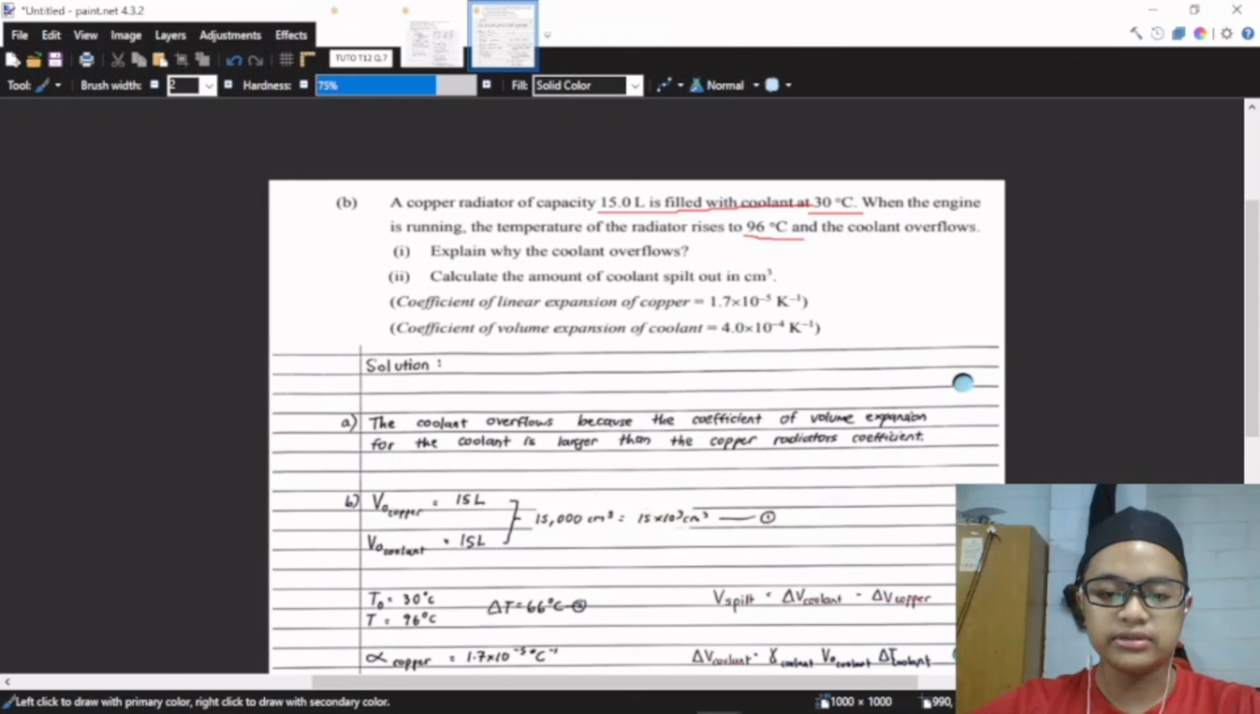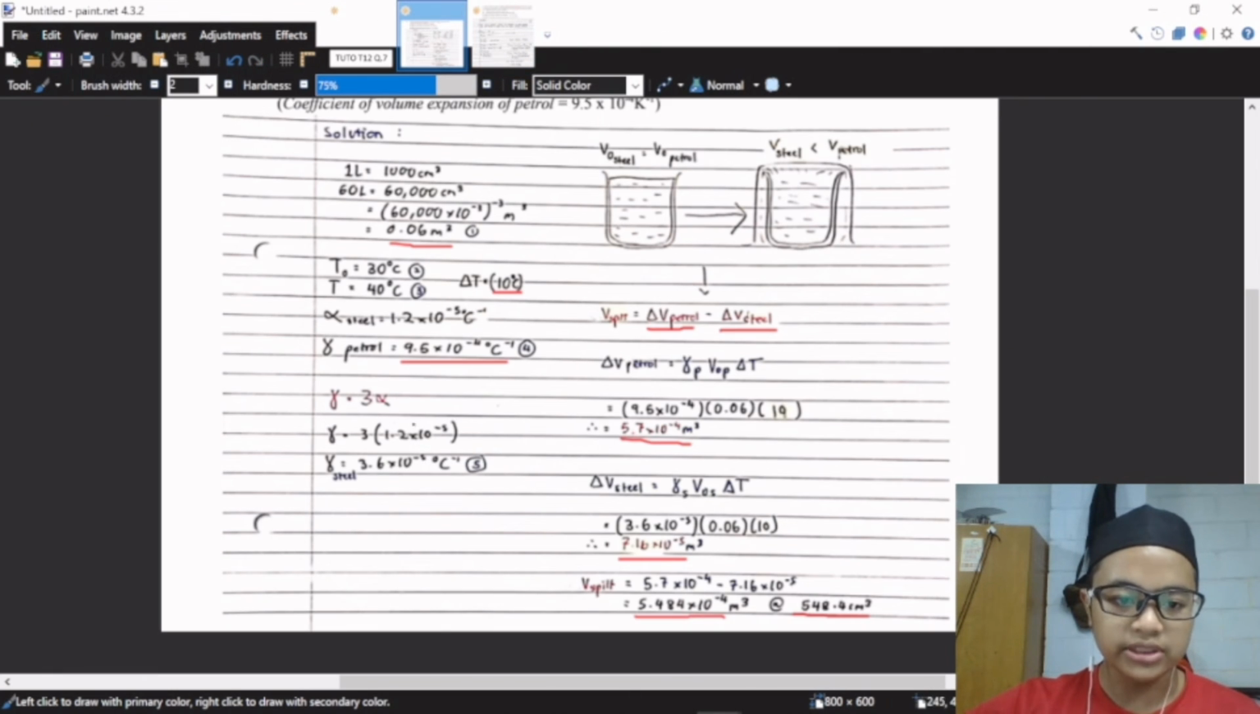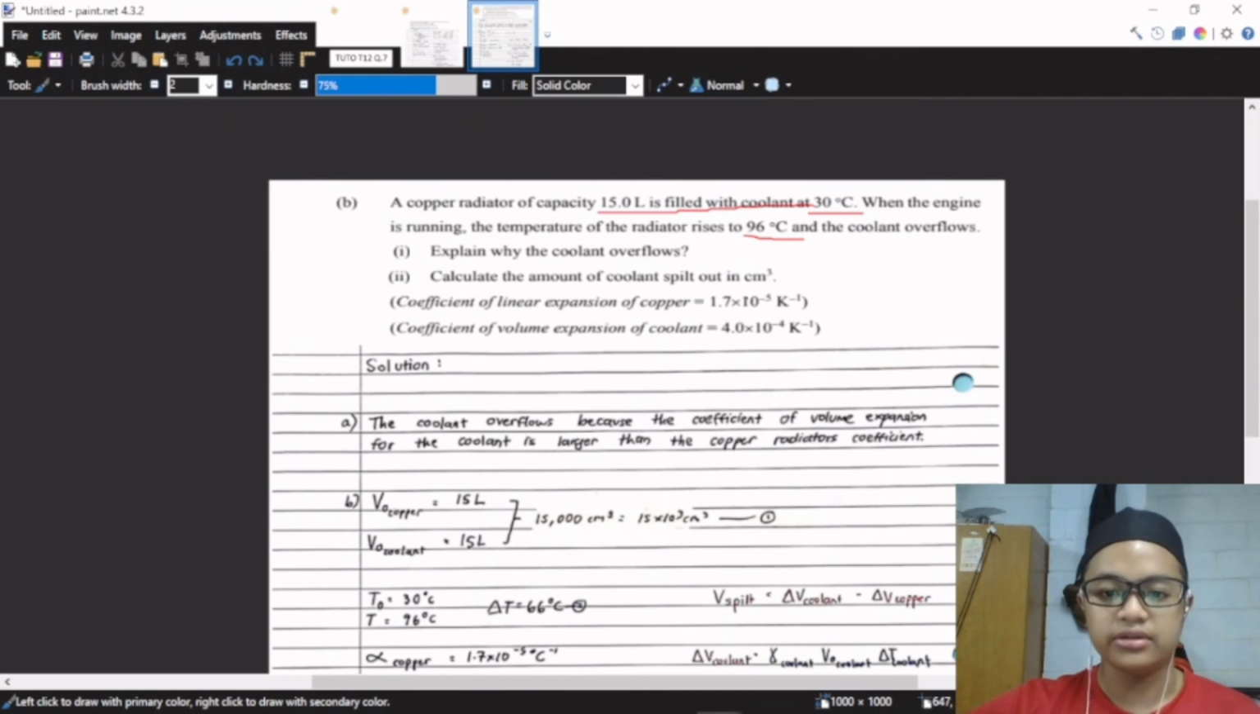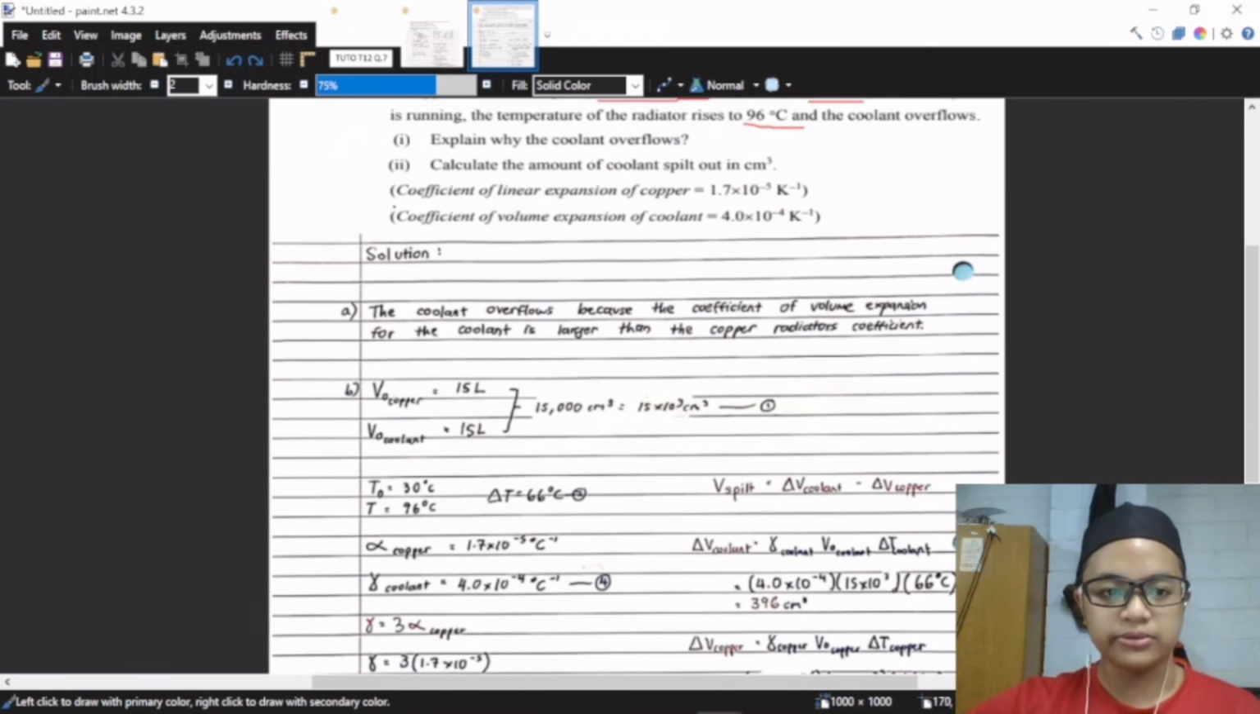radiator's coefficient. Tapi kita tak tahu volume expansion bagi coolant sebab dia hanya bagi linear expansion. Jadi kita kena buat benda sama seperti ini, iaitu gamma sama dengan 3 alpha, dan kita akan dapat nilai. Jadi walaupun kita convert, nilai dia tetap lebih rendah daripada volume expansion of coolant. Jadi pada sub-question kedua, calculate the amount of coolant spilled out in centimeter cubic.